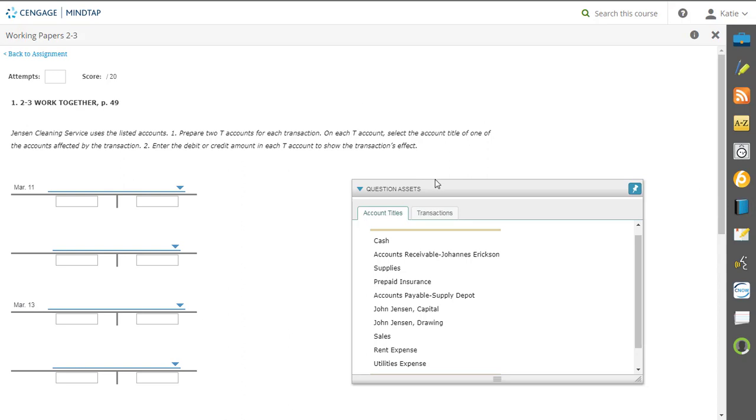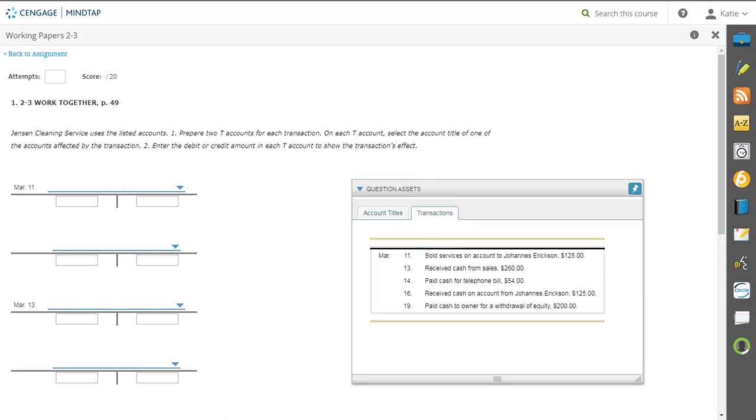Then we have another tab here that refers to transactions. You can see our first transaction starts March 11th. And then over here on the left-hand side, we also have 2 T accounts for March 11th.